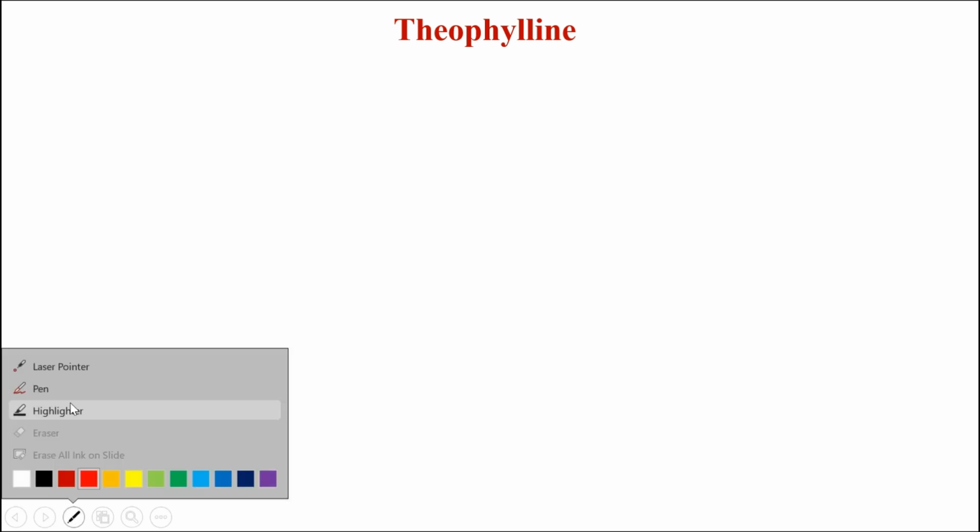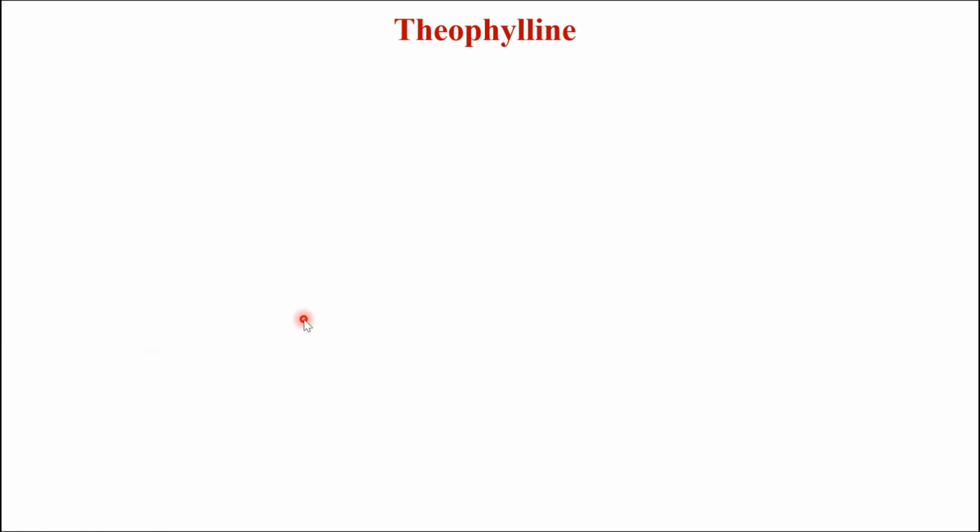Today's subject of discussion is the synthesis of theophylline. Theophylline is a drug of choice for the treatment of asthma. Theophylline structure is like this. The basic ring system is the purine ring system. This is 1,3 dimethyl purine.